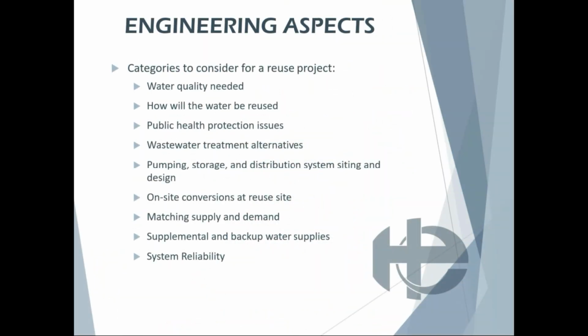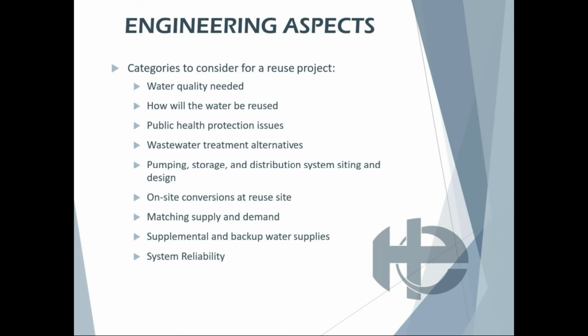In terms of the engineering aspects of your particular reuse project, you've got to look at what water quality level is needed. Of course, this will get back to the level of treatment that it has to undergo, how the water is going to be reused, what the public protection issues are, and what types of alternatives exist. There may be multiple ways that you can treat the water to get to the same level for the desired reuse. And obviously, studies or investigations may be required to determine what would be the most cost-effective solution for a particular municipality. You have to look at what kind of conversions are necessary at the reuse site.